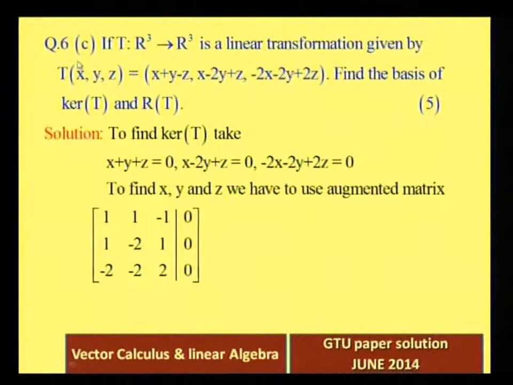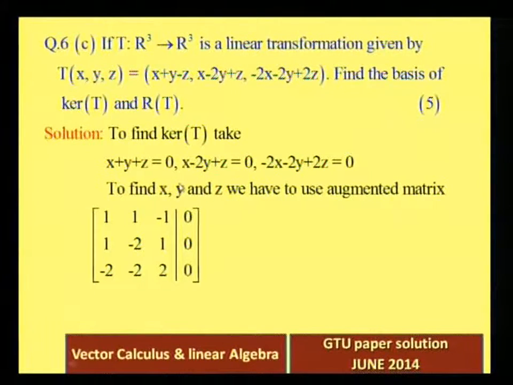Question number 6C. If T from R3 to R3 is a linear transformation given by T of x, y, z equal to x plus y minus z, x minus 2y plus z, and the last coordinate is minus 2x minus 2y plus 2z. Find the basis of kernel of T and range of T. This question was asked for 5 marks.